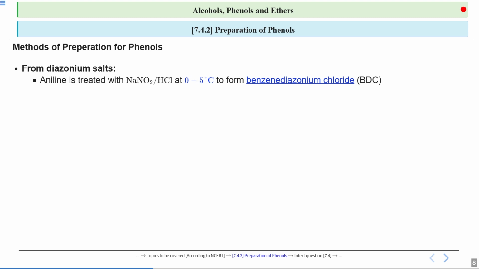And aniline is treated with these to form benzene diazonium chloride. That is, we will get BDC, that is benzene diazonium chloride. And then this diazonium salt is warmed with water to produce phenol. So here we'll use warm water.